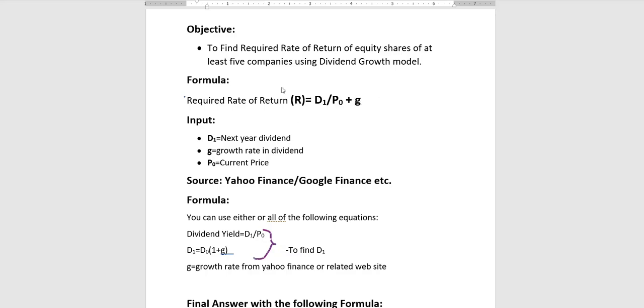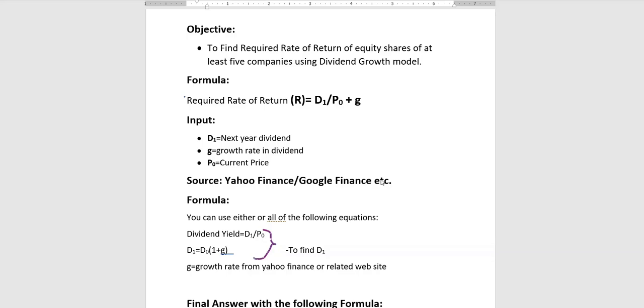To find the required rate of return, we require 3 inputs. One is next year's dividend, another is the current price of the share, and the third is the growth rate in dividend. You'll be searching for those values on Yahoo Finance, Google Finance, or any other web resource that we discussed in the class, such as Morningstar or GuruFocus, or any other reliable and authentic source.